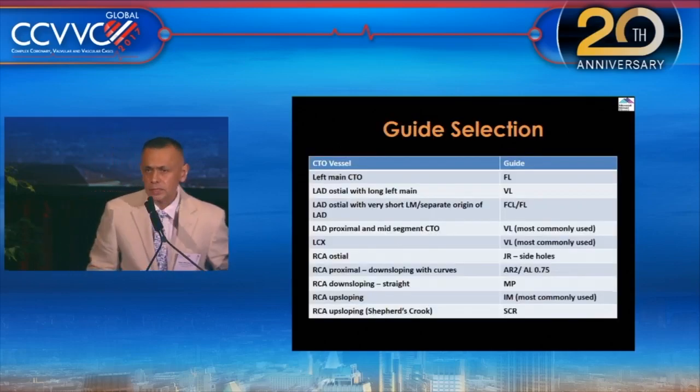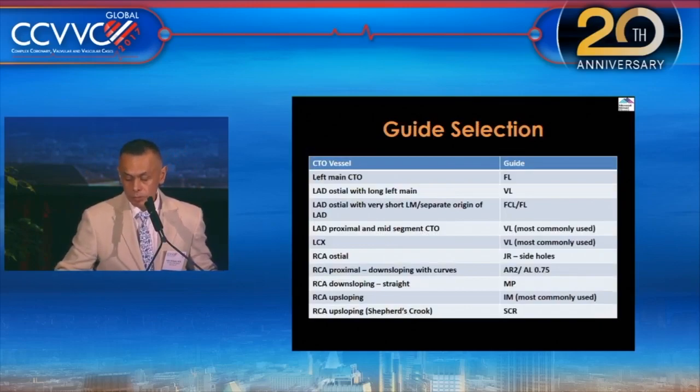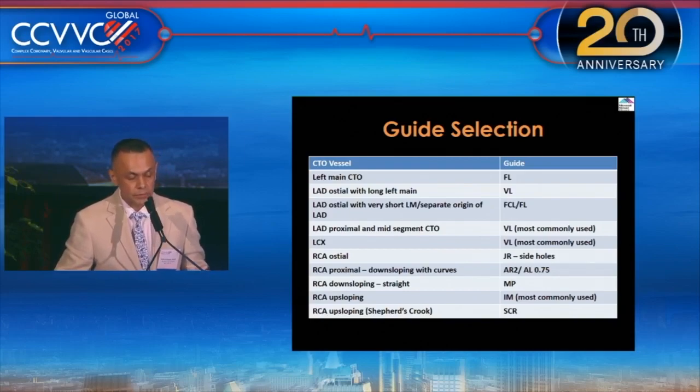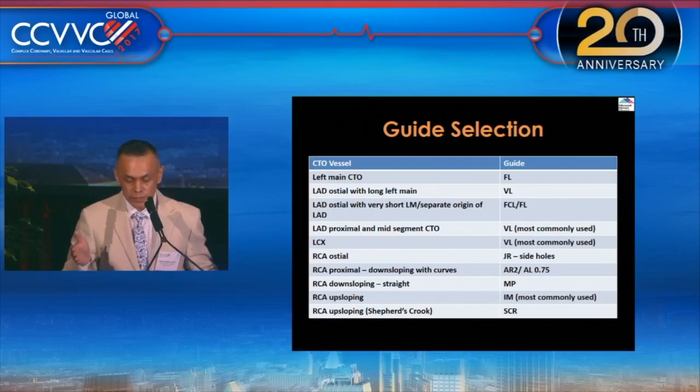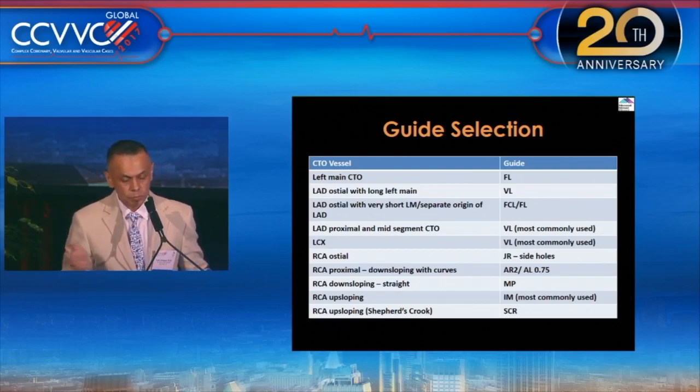The guide selection is one of the keys for a successful PCI. Why? Because you need to have a lot of support for these catheters. The catheters have to sit coaxial to the vessel, and without that, you probably won't be able to deliver all these wires and devices.